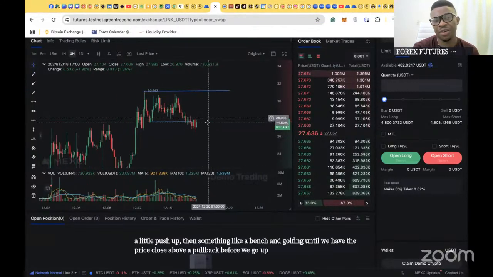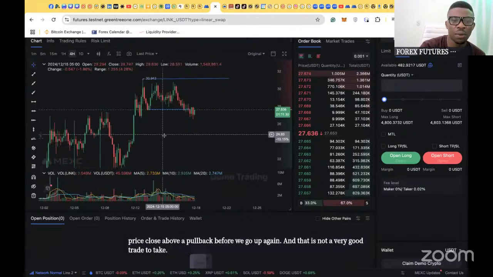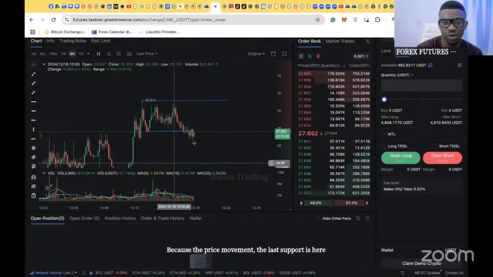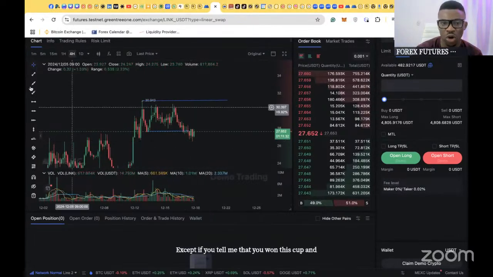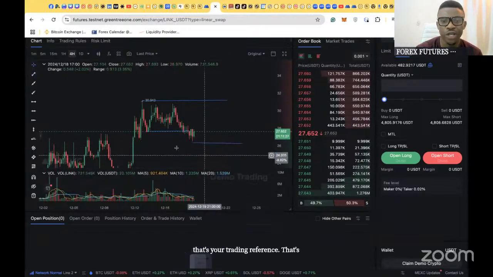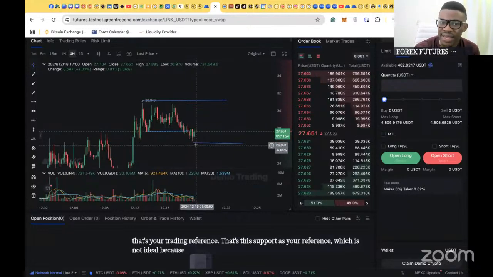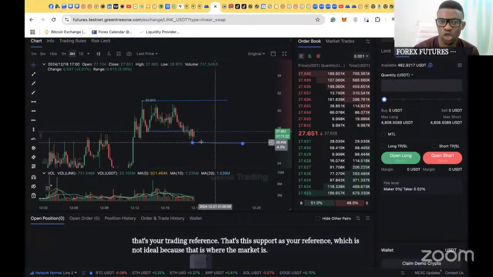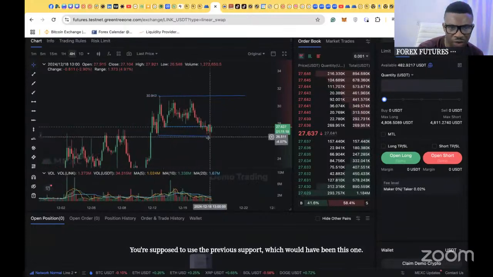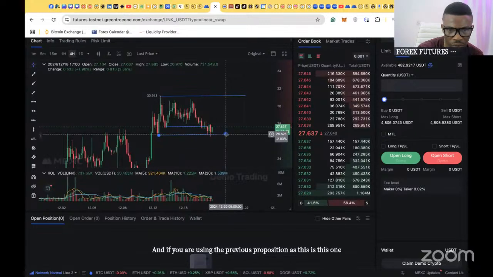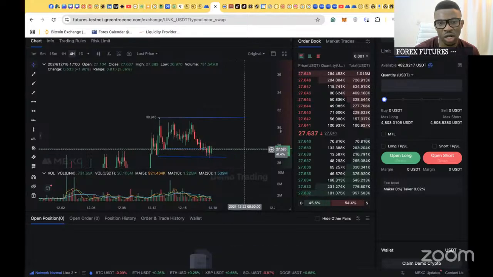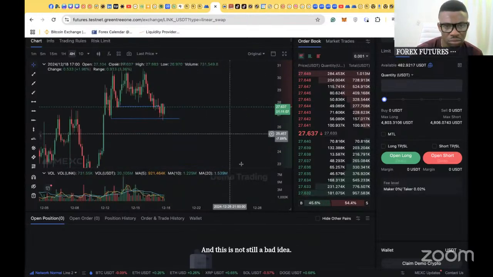And that is not a very good trade to take because the price movement, the last support is here. Except if you tell me that you want the scalp and use this support as your trading reference, which is not ideal because that is where the market is. You're supposed to use the previous support, which would have been this one. And if you are using the previous support, it means your trading range is here. And this is still not a bad idea, but it's too tight.